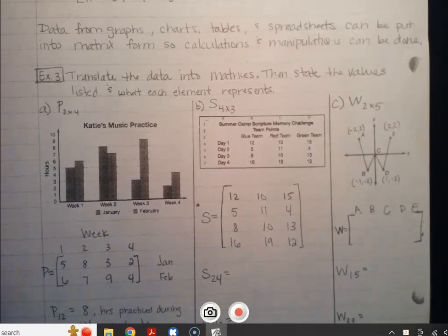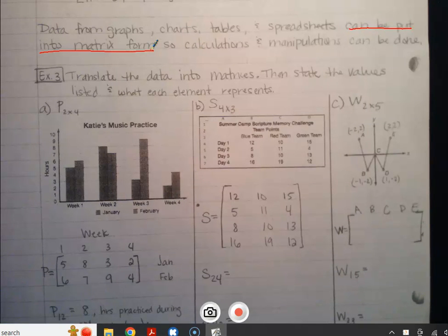So the cool thing about matrices, and this is one of those things that's not always taught, but it is awesome: we can take data from graphs, charts, tables, spreadsheets, whatever, and put it into matrix form. So the calculations and manipulations can be done in all different ways. In example 3, we're going to translate the data into matrices. Then we're going to state the values that are listed and what each element represents, which might seem weird.